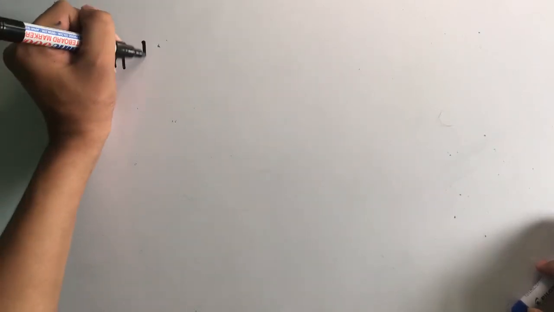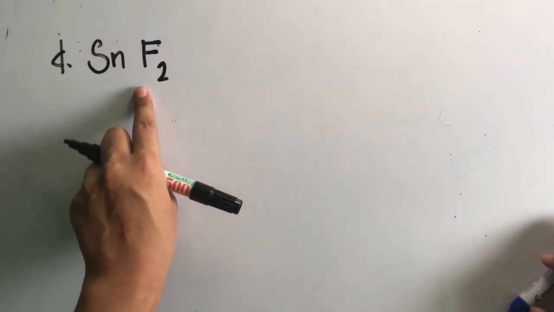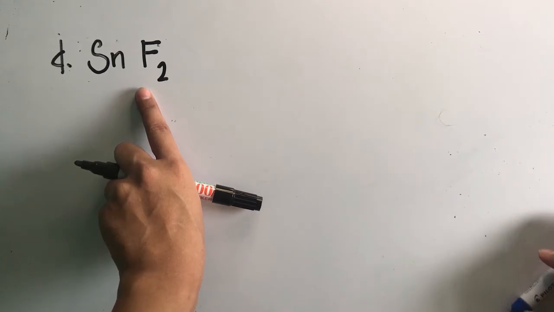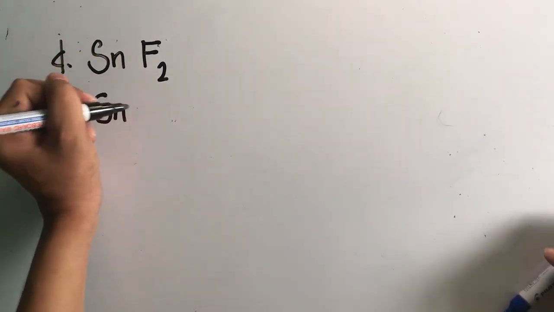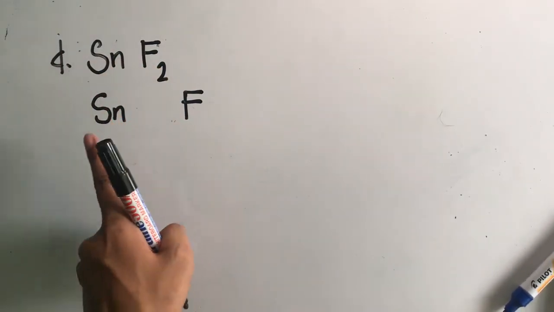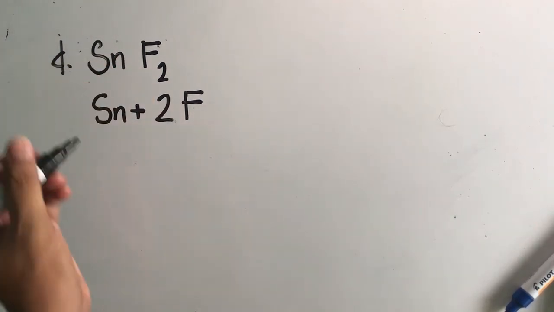So the fourth example is SnF2. Sn meaning tin. Okay? So same with our first problem, the first thing you do is to identify what are the elements present, then count kung ilan ang elements nun yun. Okay? So we have Sn, tapos meron tayong fluorine. Now, ilan yung Sn? Isa lang. Ang fluorine, dalawa. So, you have plus 2F.